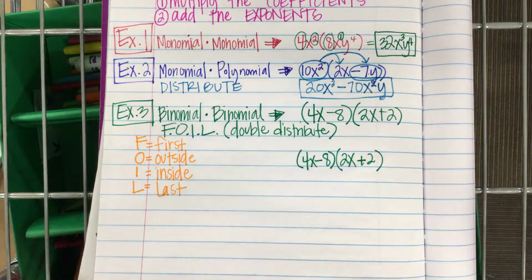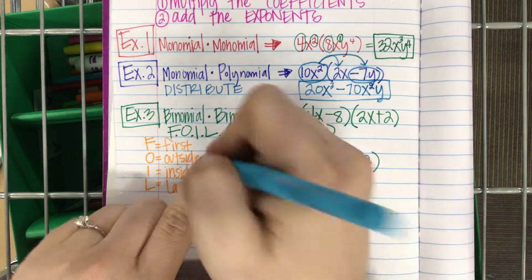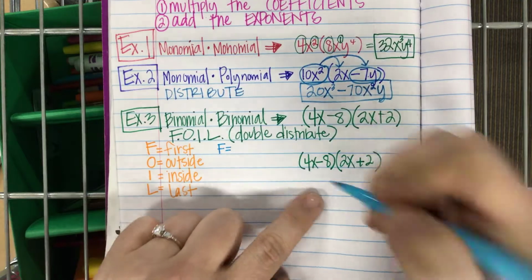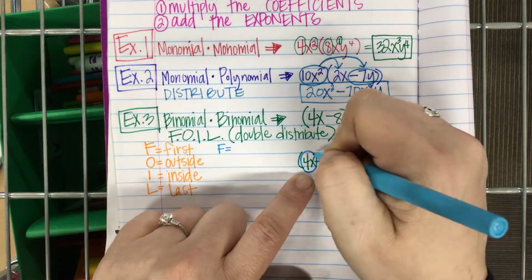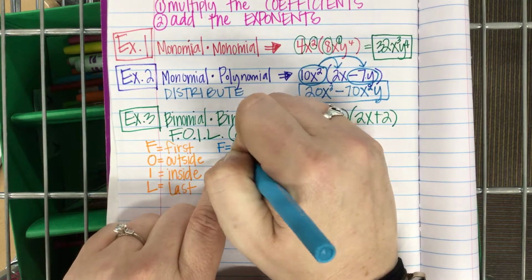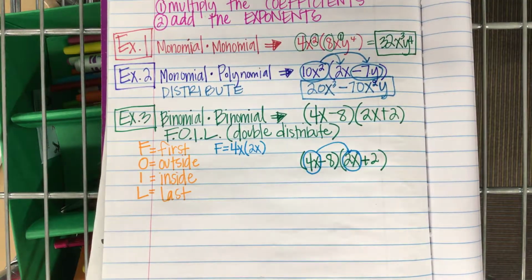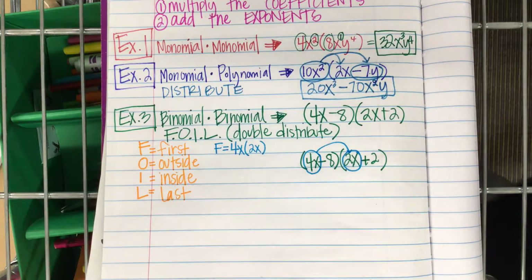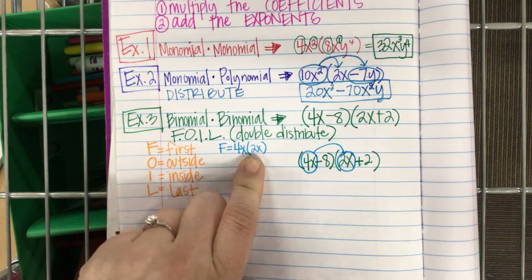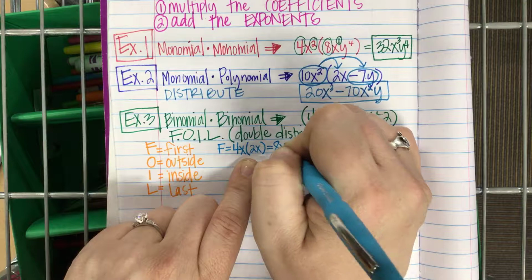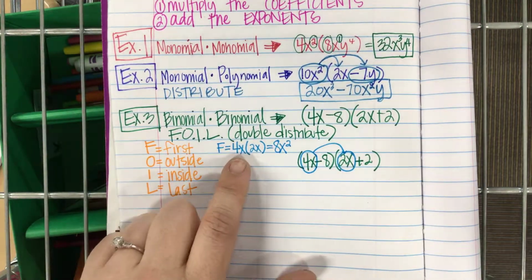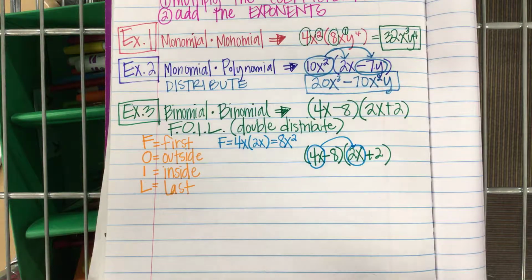F stands for first, meaning I'm going to do 4x times 2x, because those are the first terms in each binomial. The first term times the first term. What is 4x times 2x? 8x squared. 4 times 2 is 8. X times x is x squared. First.